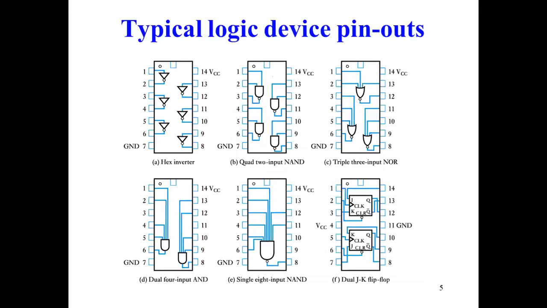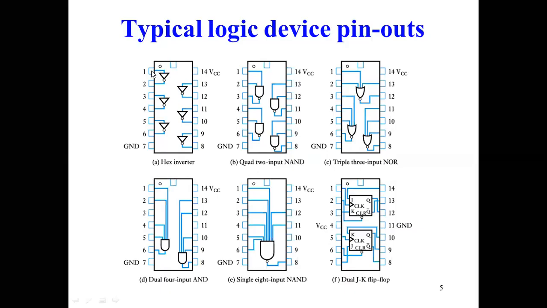Now come to the typical logic device pinouts. These are the ICs. When you are in the lab, you will use these ICs. So first is the hex inverter. You will see this type of IC which has 14 pins. Here you will see a cut, and in each IC, when you look at the top, there will be a black circle. Where there is a circle, this is pin number 1.